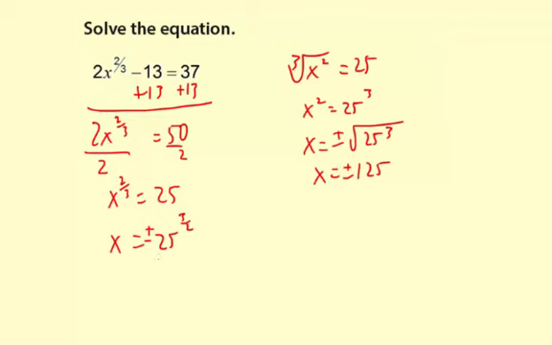So this 1/2 power, that makes it a 5. So then x equals plus or minus 5 to the third power, and 5 to the third power is 125, so x equals plus or minus 125. Okay, so that's two different ways to get to the same place.